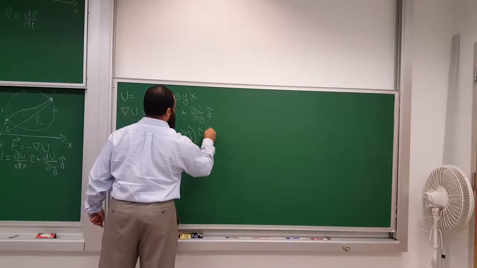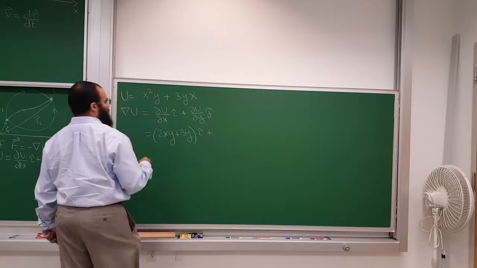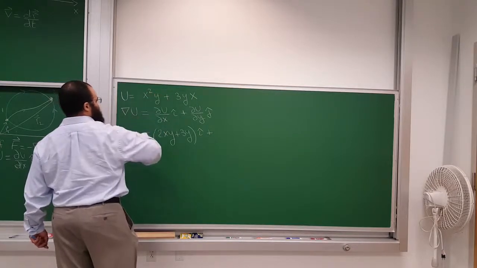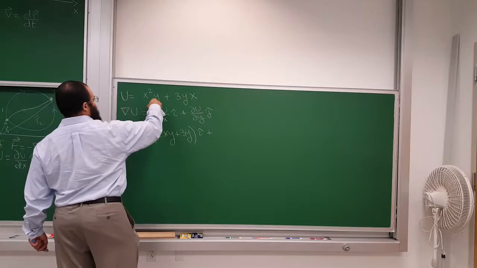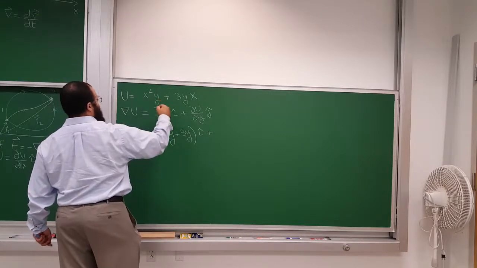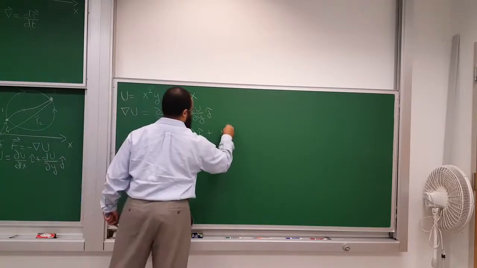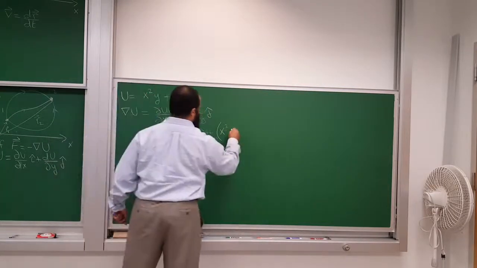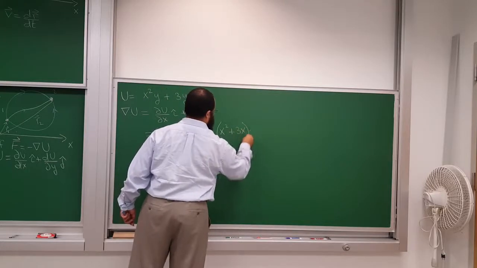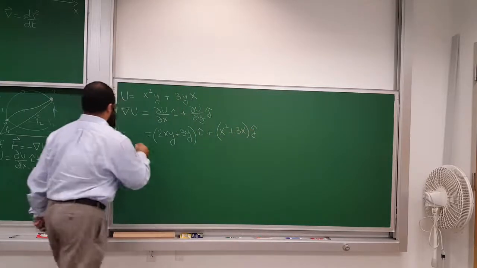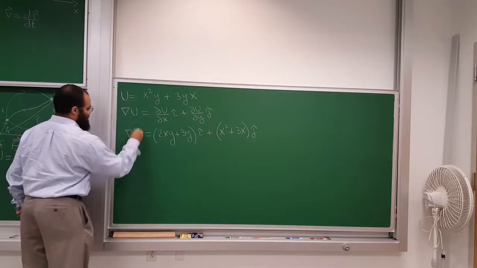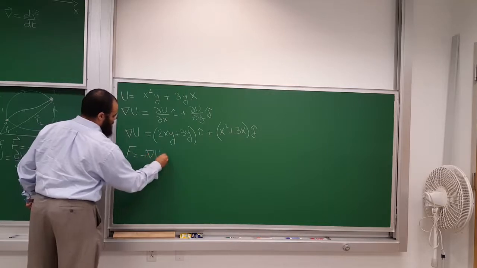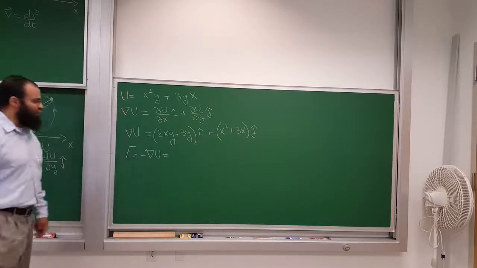And then plus the derivative with respect to y now. You hold x constant and take the derivative with respect to y. The derivative of y with respect to y is 1, and you have the x squared. And then for the other term, the y goes away and you just have 3x, so plus 3x j hat. This is the gradient of u. And so the force is minus the gradient of u, the negative of this thing.